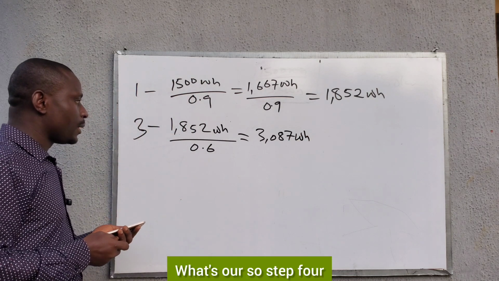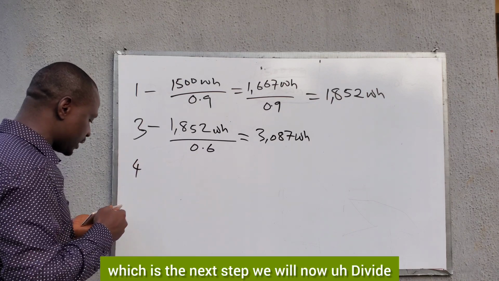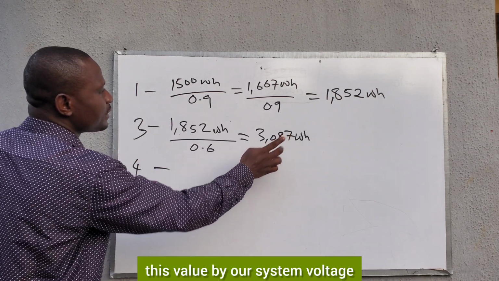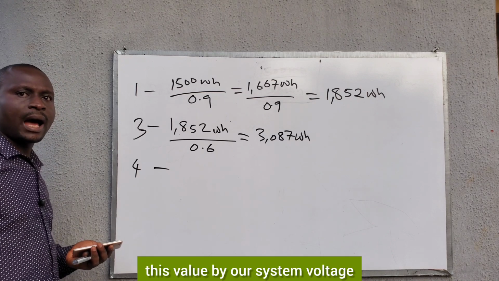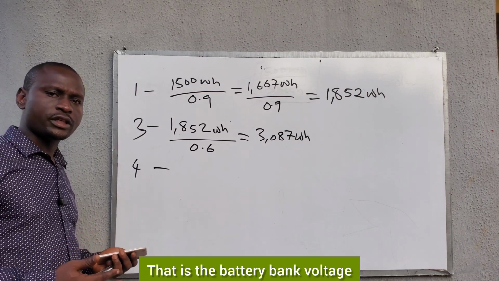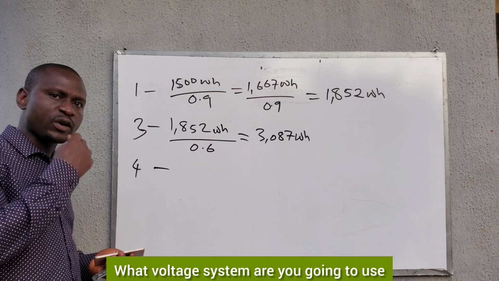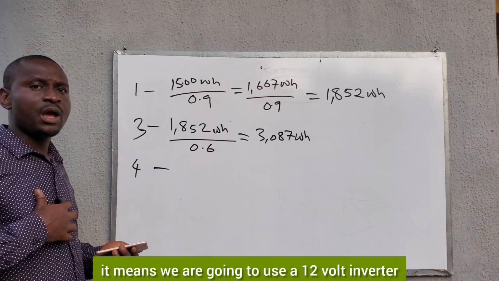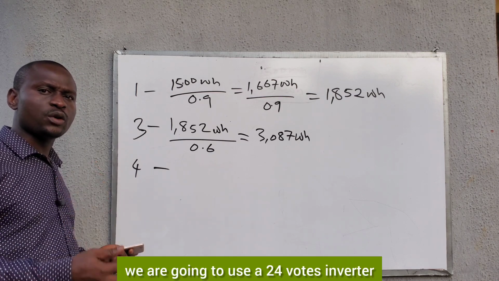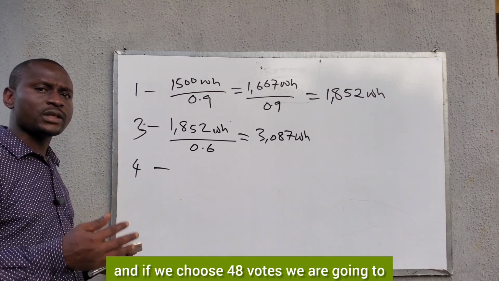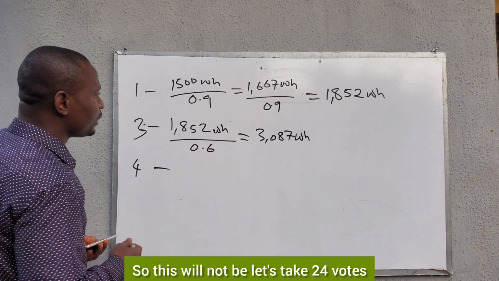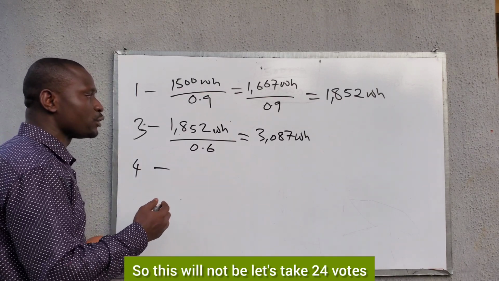So step 5, which is the next step, we will now divide this value by our system voltage. That is the battery bank voltage. What voltage system are you going to use? So if we choose 12 volt, it means we are going to use a 12 volt inverter. If we choose 24 volts, we are going to use a 24 volts inverter. And if we choose 48 volts, we are going to use a 48 volts inverter. So let's take 24 volts.